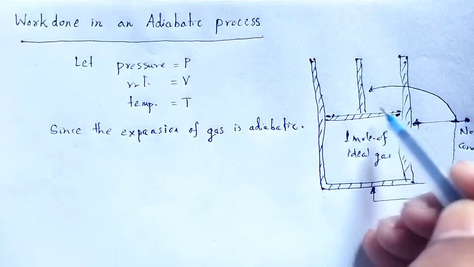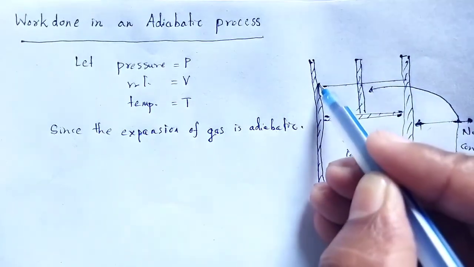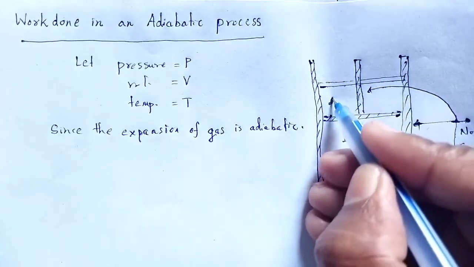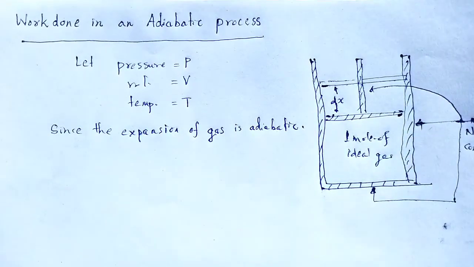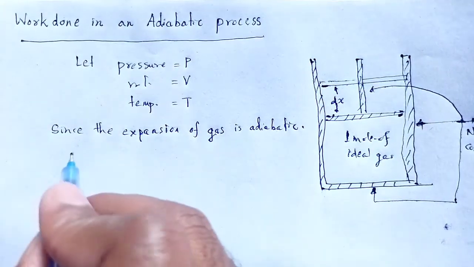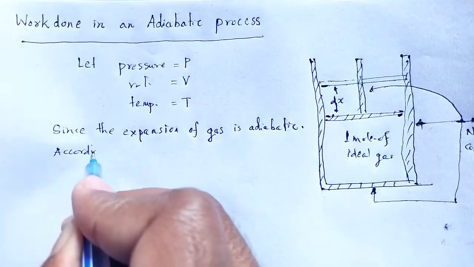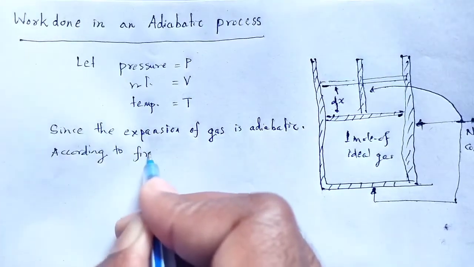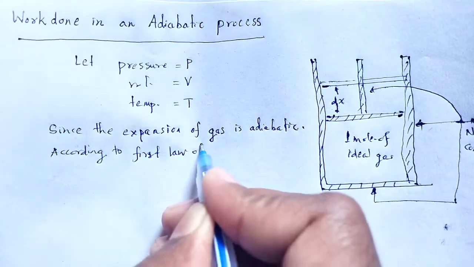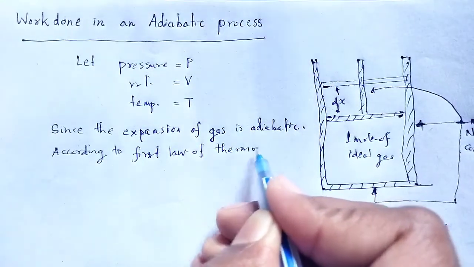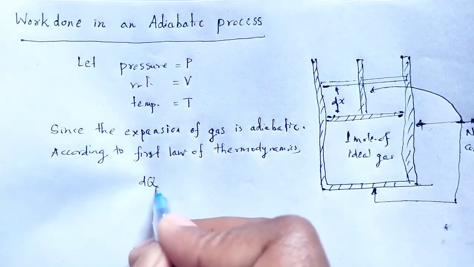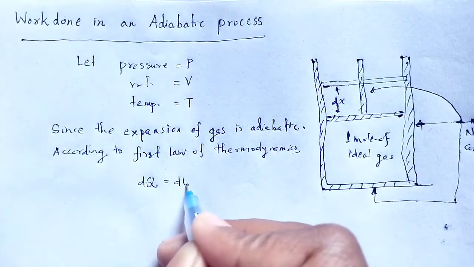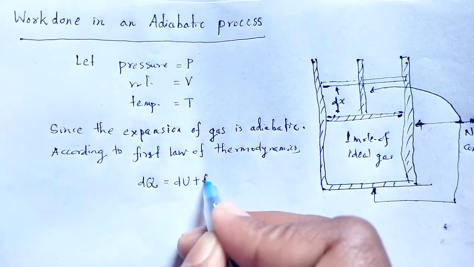Again let the piston move to a position at a distance of dx, and the area of cross section of that piston will be A, same thing. So, according to the first law of thermodynamics, the amount of heat supplied is used in change in internal energy plus some work done.